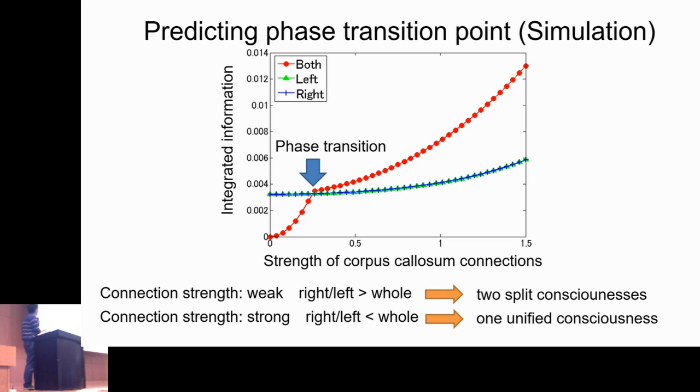Then we control the strength of the corpus callosum connections, and what we found is this is the phi in each hemisphere, and this is the phi in both hemispheres. If we increase the strength of connection, the phi in both hemispheres gets larger than the phi in each hemisphere at some point. This here is the phase transition point predicted by IIT. So we need to do a similar thing in actual data.